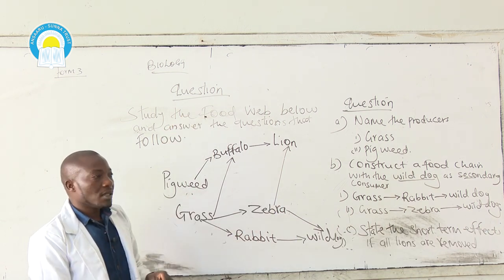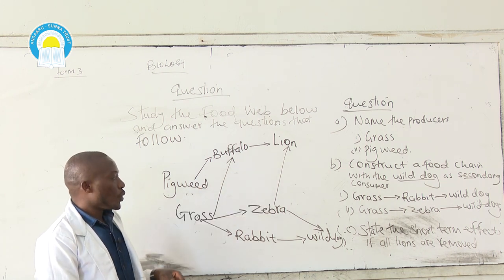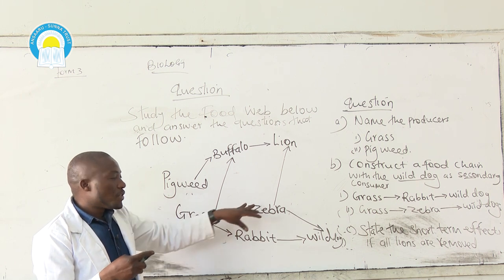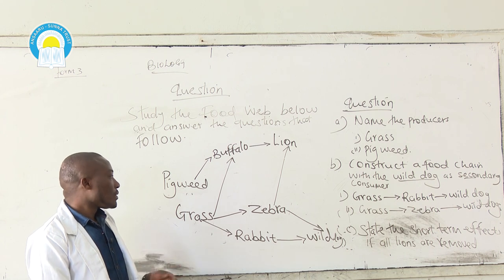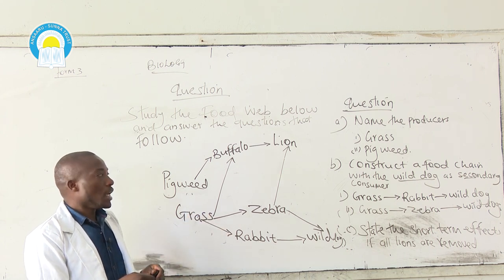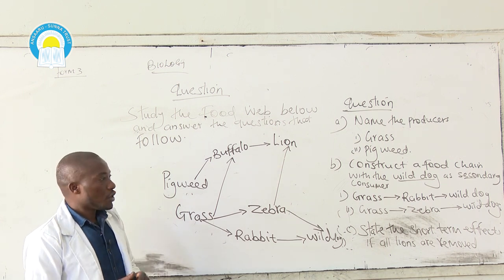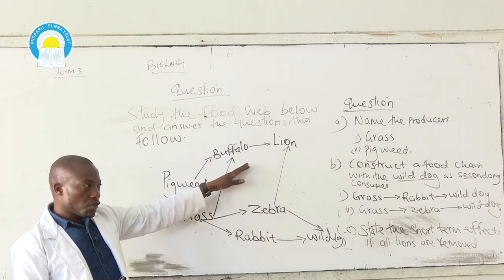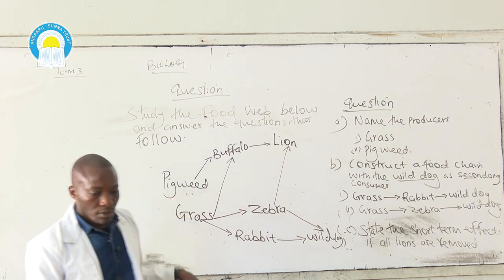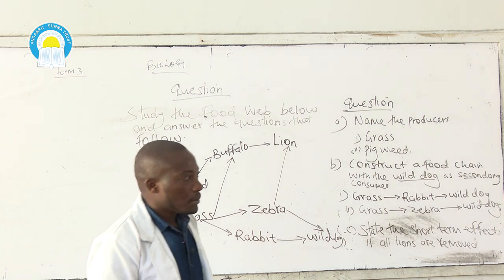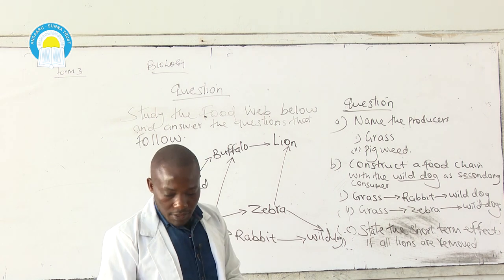Also the number of zebras, because the lion has gone, the number of zebras is going to increase. When the number of zebras increases, you can see the grass is going to be attacked. So the two short-term effects: the number of buffaloes will increase, the number of pigweed will decrease, and the amount of grass will decrease.